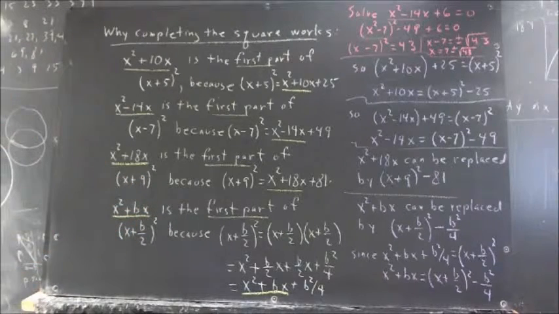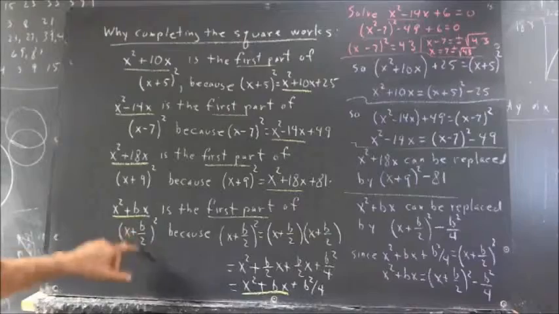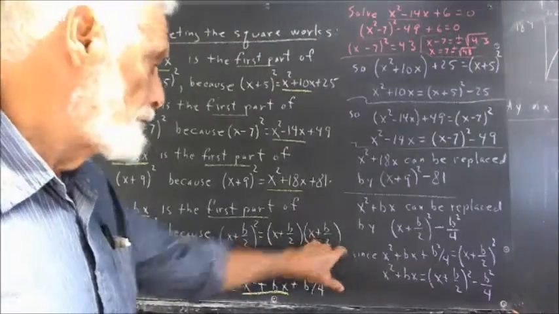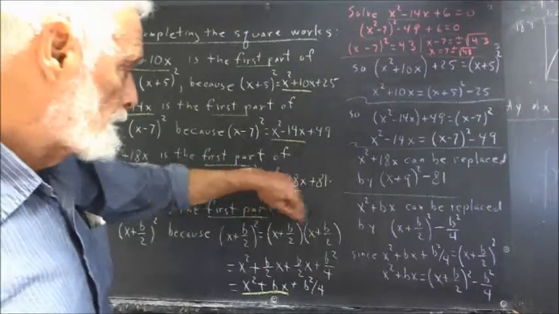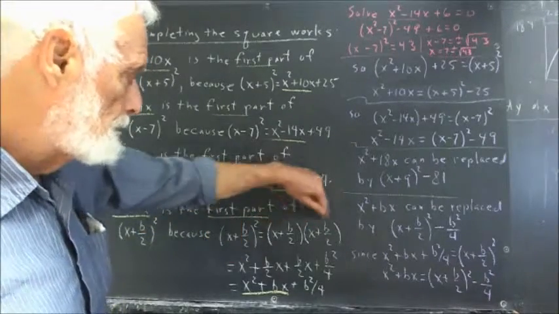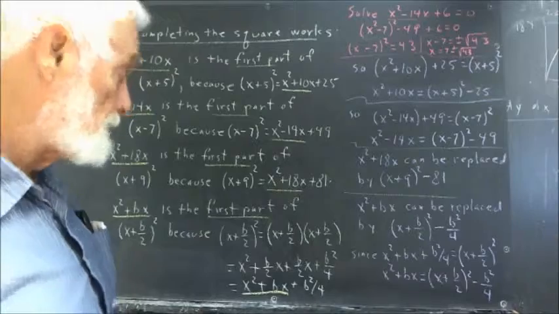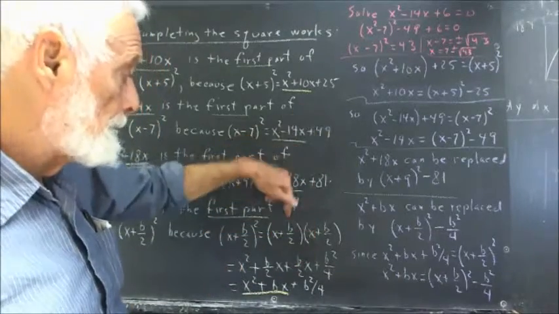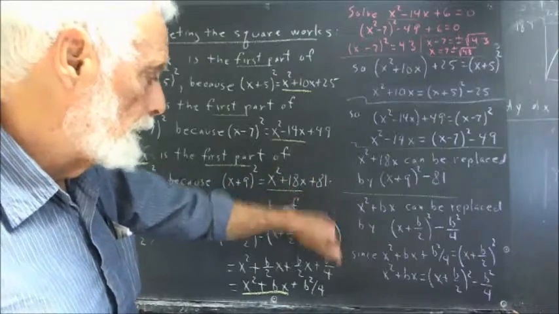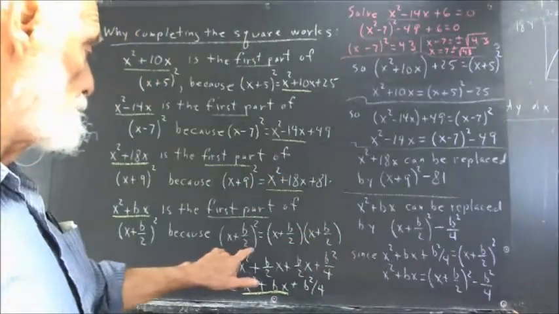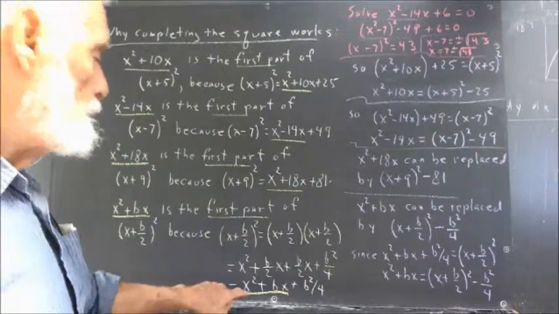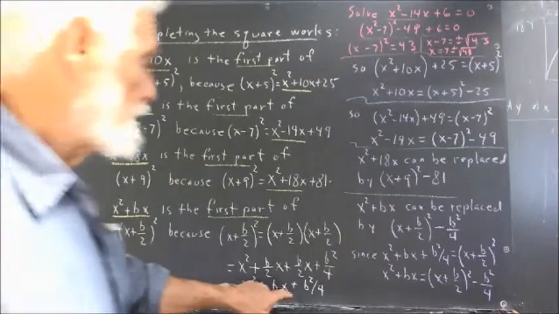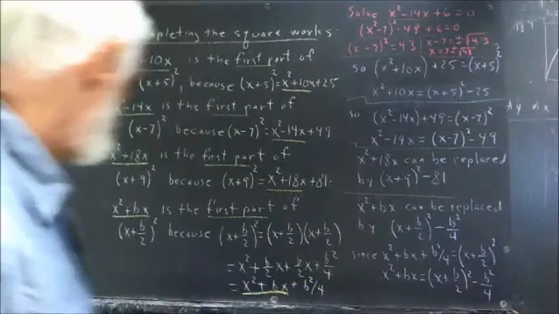Well, if we follow the pattern, we're going to do (x plus b over 2) squared. And I've written this out using the distributive law. x times x is x squared. x times b over 2 is b over 2 times x, commutative law. b over 2 times x is b over 2 times x. And b over 2 times b over 2 is b squared over 4. So that when we square x plus b over 2, we do get x squared plus bx, matching what we have here, but then plus b squared over 4.